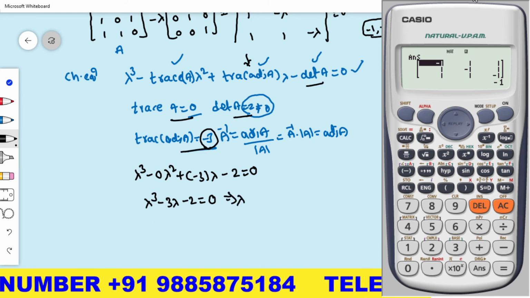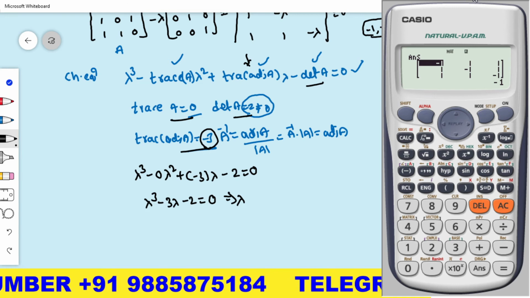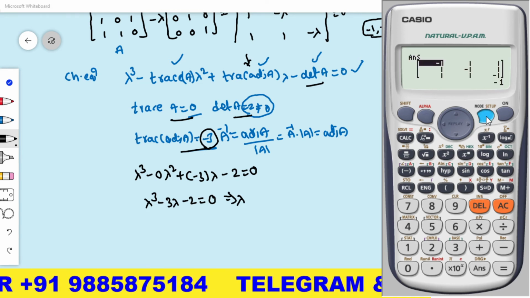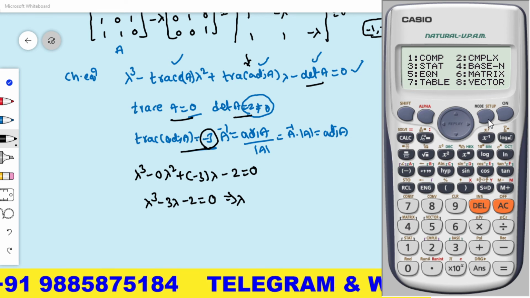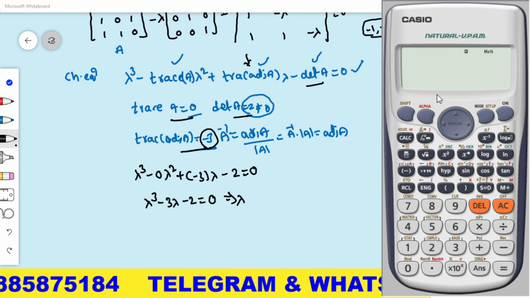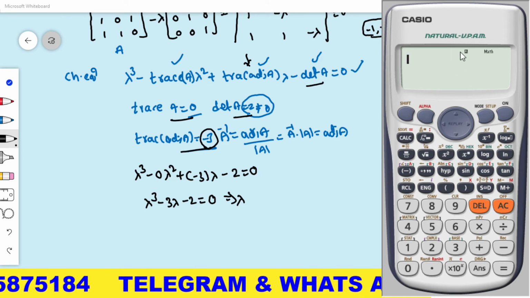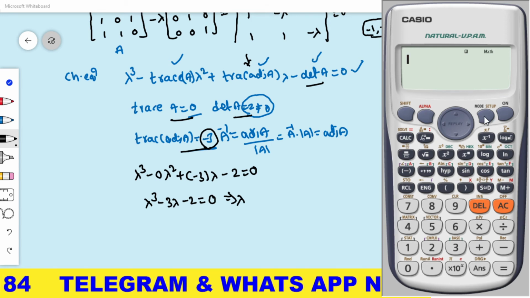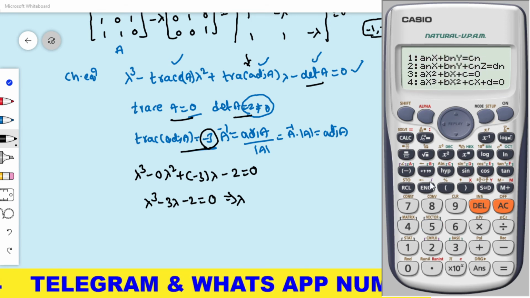You see, friends, now I am using the calculator. How can I find it? First, you have to go to general mode. General mode means you have to go for composite. Press mode or setup. Next, press 1. Now we are in general mode, that is, here you don't have any matrix or statistics. Okay, friends, now you require equations. Press the mode button, and in that, the 5 equations mode.